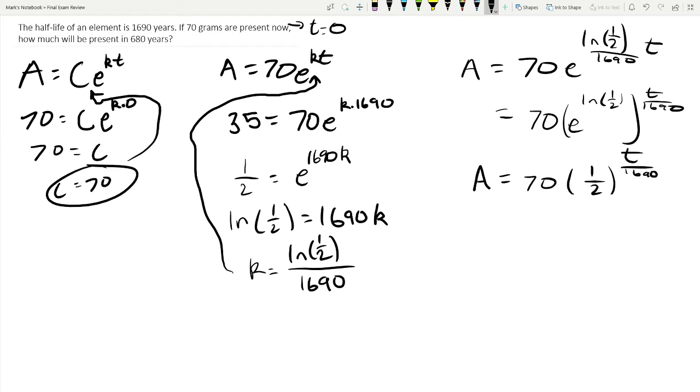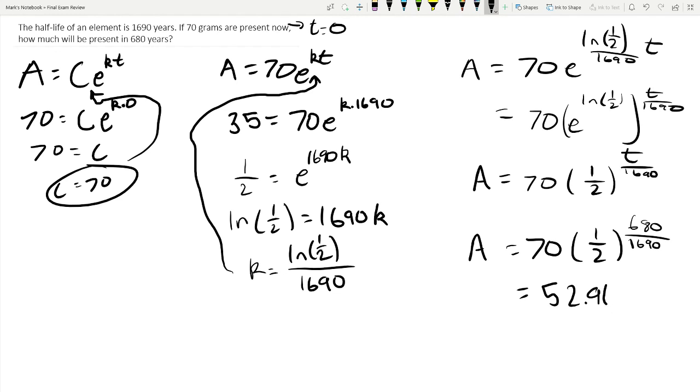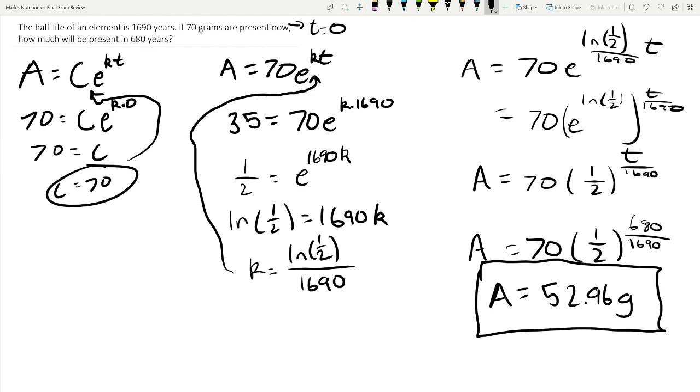And finally, to get the amount present in 680 years, we could take 70 times 1/2 to the 680 over 1690. And if I throw that into a calculator, I will get 52.96 grams is the amount present after 680 years.